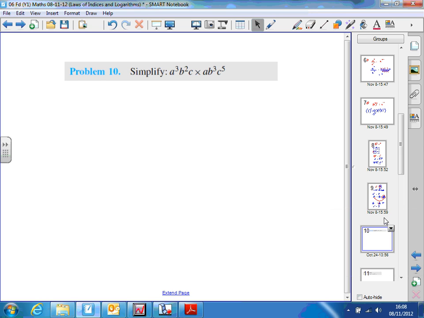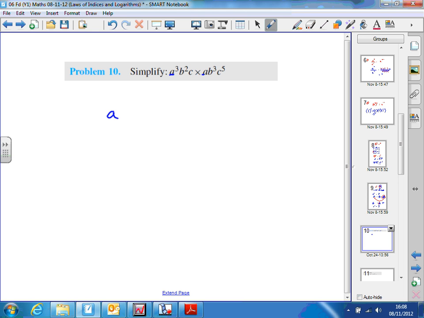Use these laws of indices to simplify this expression. First one is very straightforward. I can use the laws of indices wherever the base is the same, A and A, so I can combine those two.